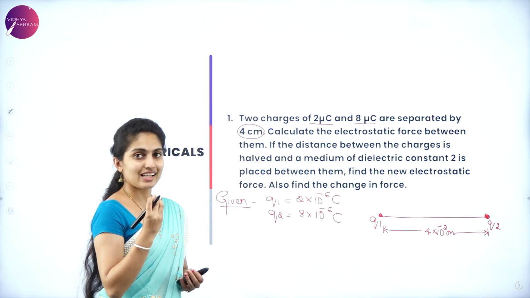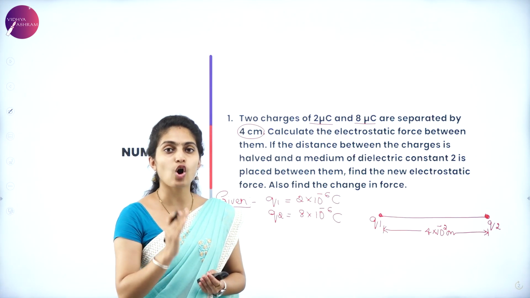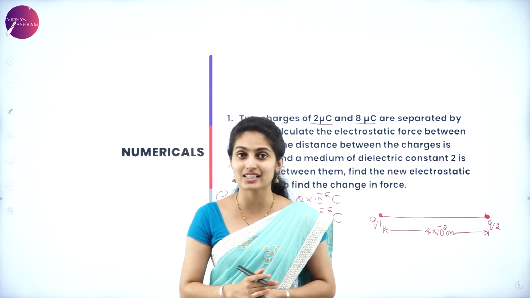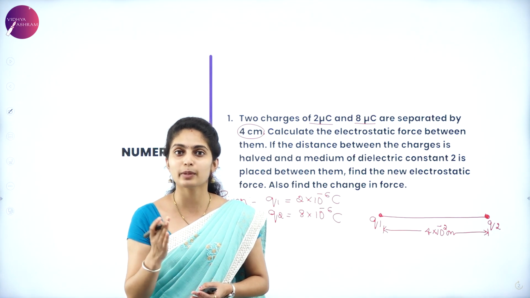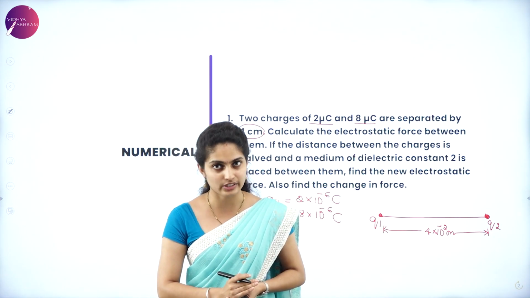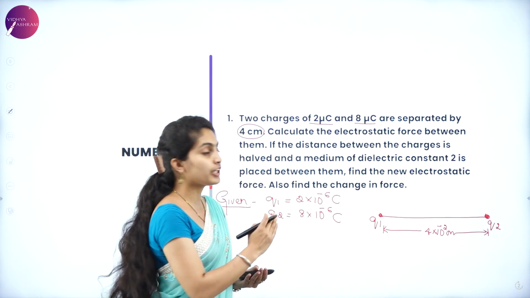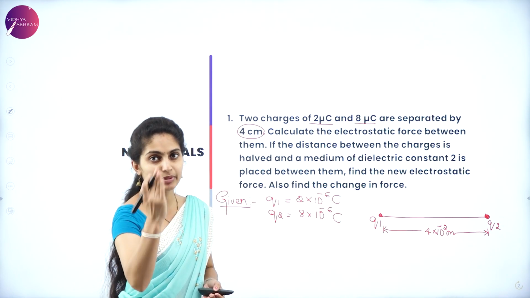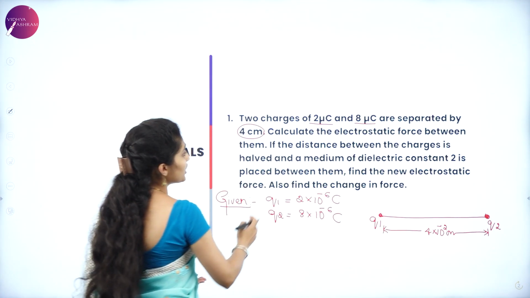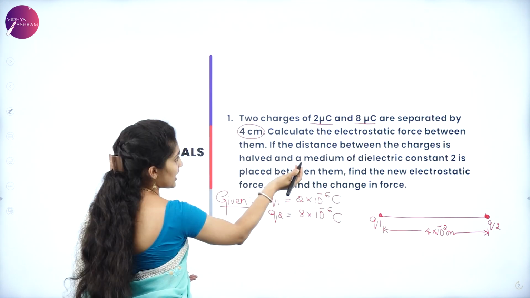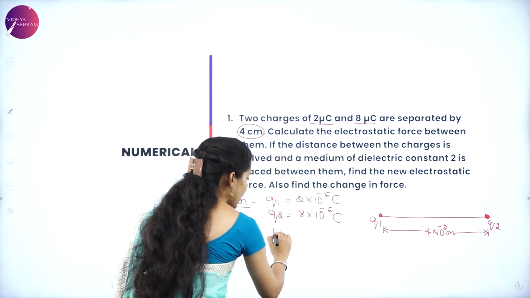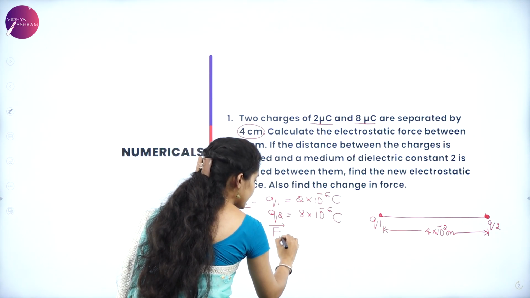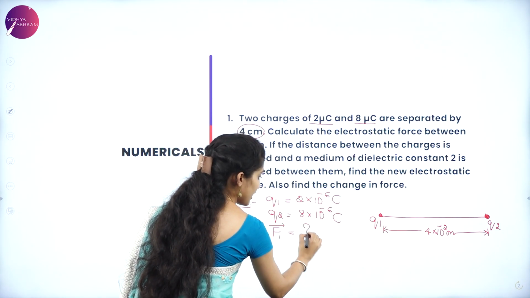The SI unit of measuring length is always meters. This we had studied earlier in the units and measurements chapter of your first PUC. Correct? So 4 into 10 to the power of minus 2 meter. You're converting centimeter to meter. Later, calculate the electrostatic force between them. So your F has to be calculated. Let me consider this as F1.